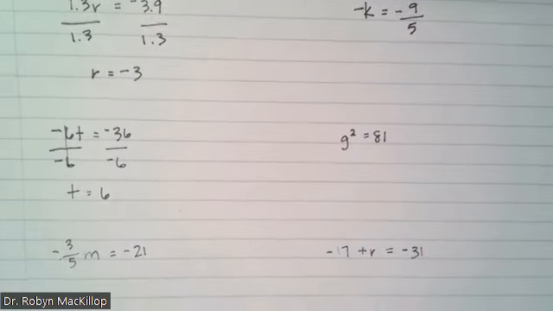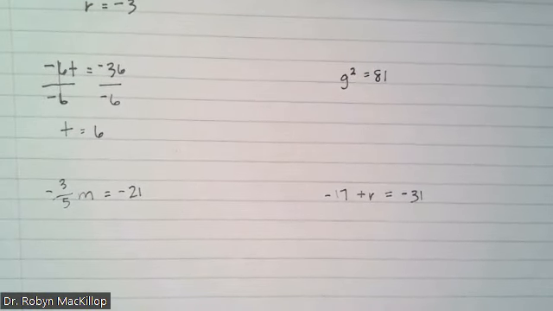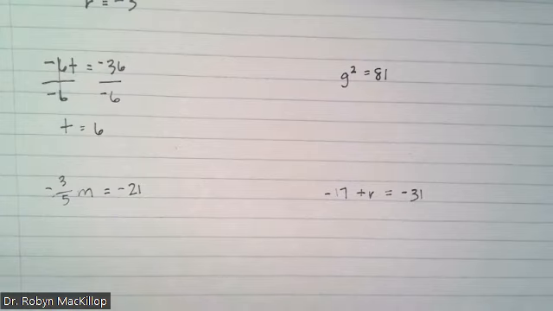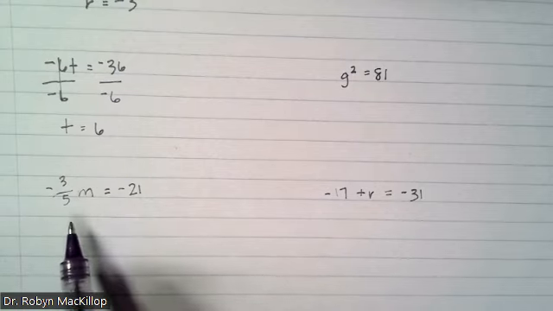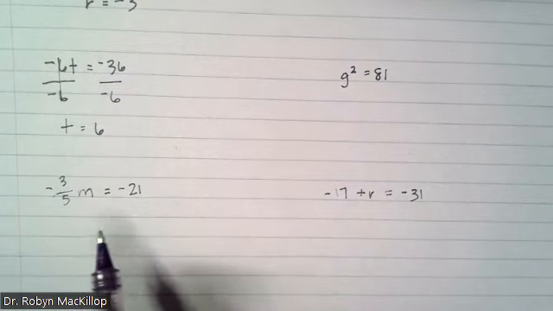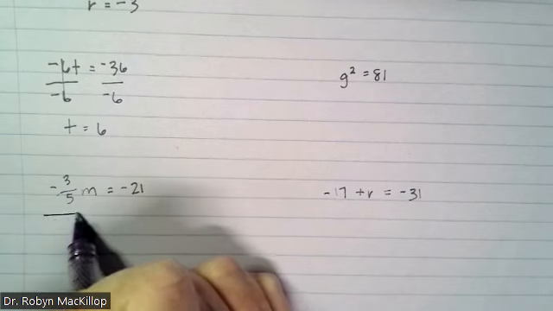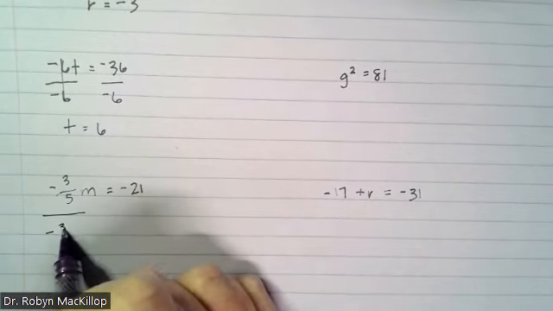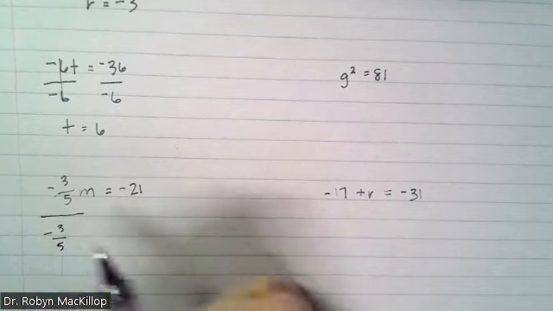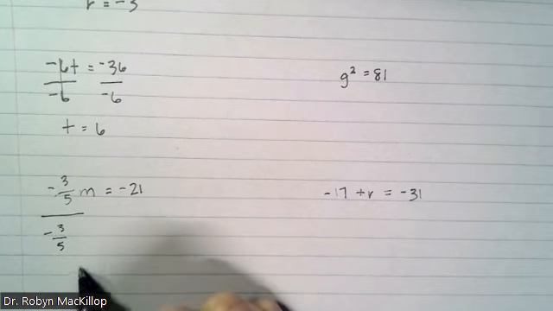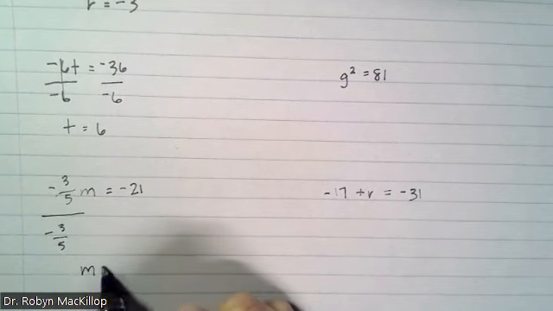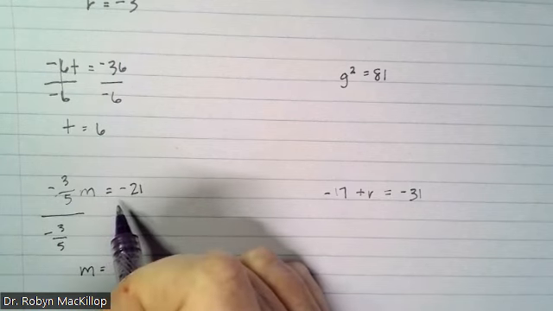All right. Now we've got negative 3/5 m equals negative 21. We're going to do the same thing. We're going to divide out negative 3/5 on both sides. This side's easy, right? As soon as we do it, those cancel. So we just have m. And on this side, it's not as pretty.